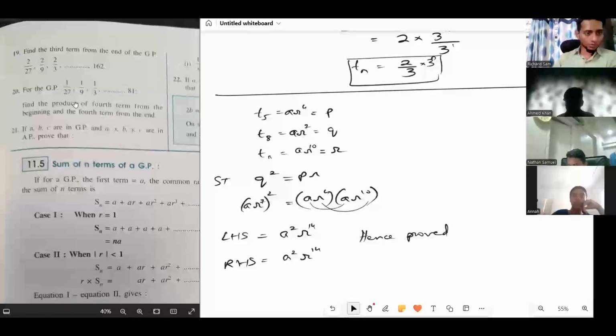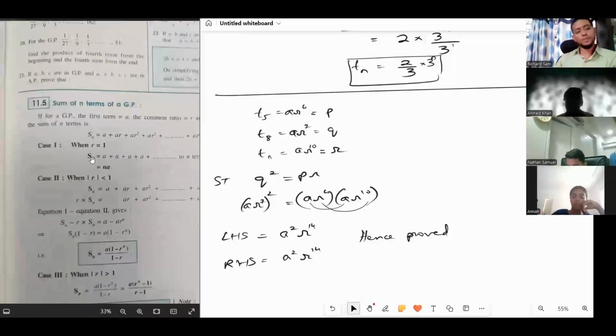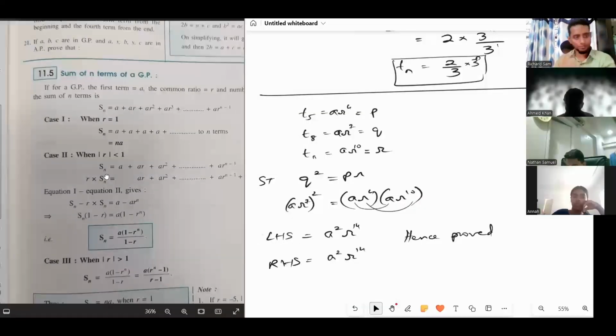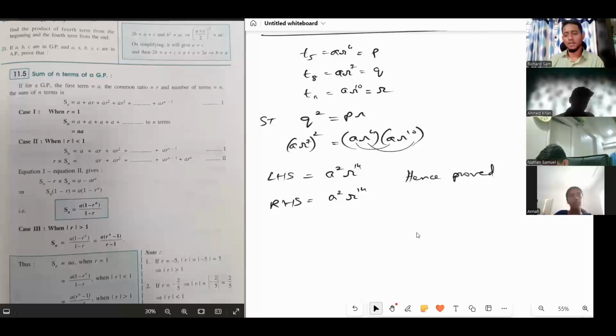We'll go to the next formula. All right, so we're done with finding the nth term. We will go to finding the sum of a GP.